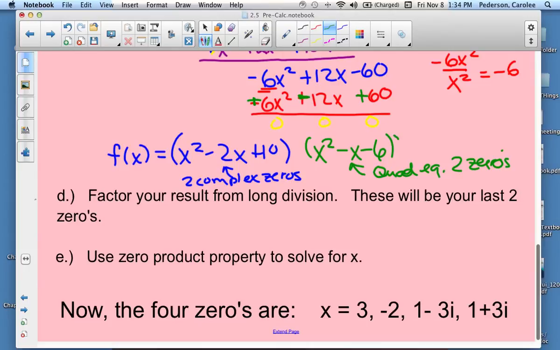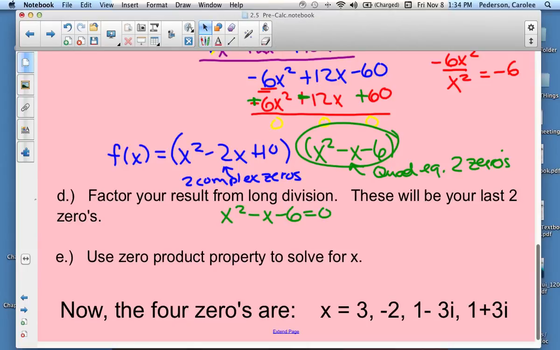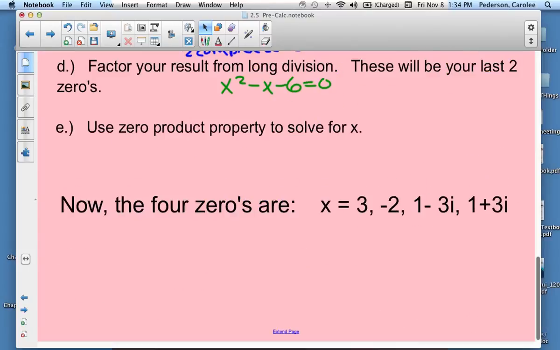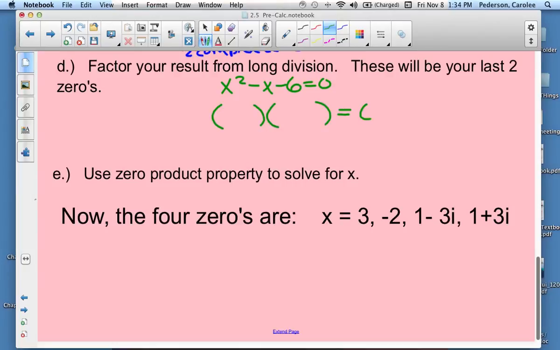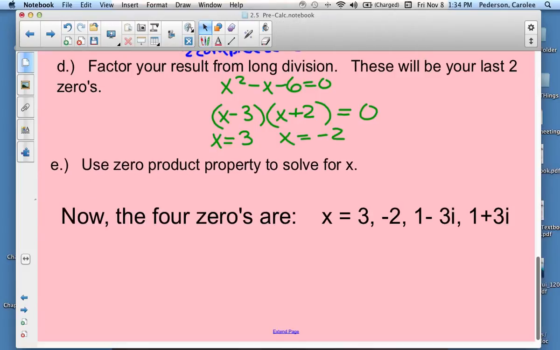So we take our result of x squared minus x minus 6, set it equal to 0, and we use the zero product property, and we solve it for x. So I'm going to factor it. We use the chart method. What are the factors of negative 6 that add to negative 1? Well, that is negative 3 and positive 2. Set them equal to 0, and you get x equals 3, x equals negative 2. We use the zero product property.